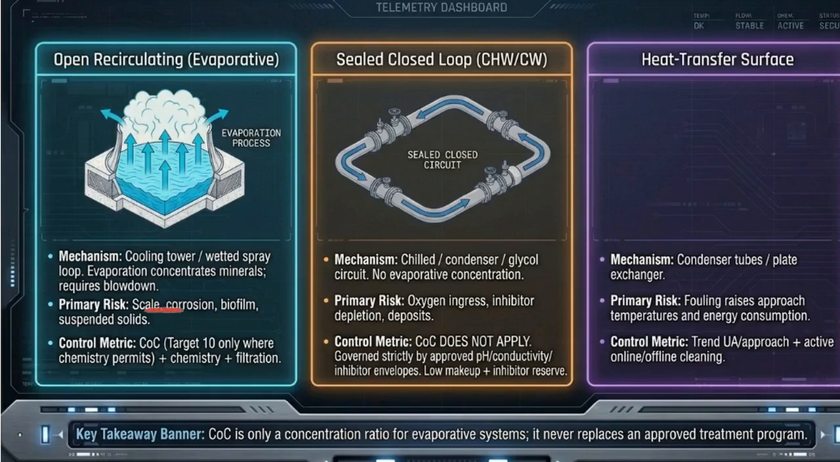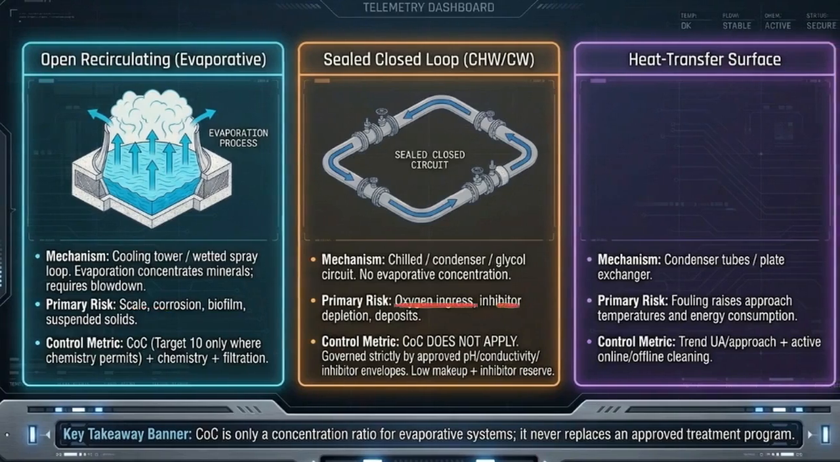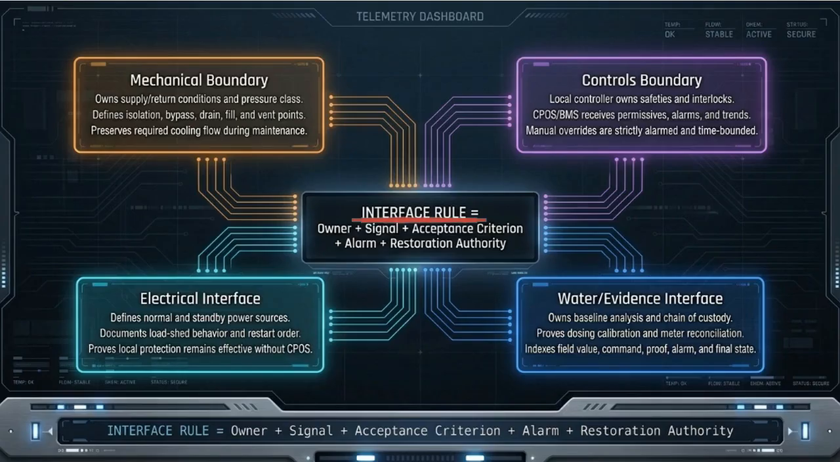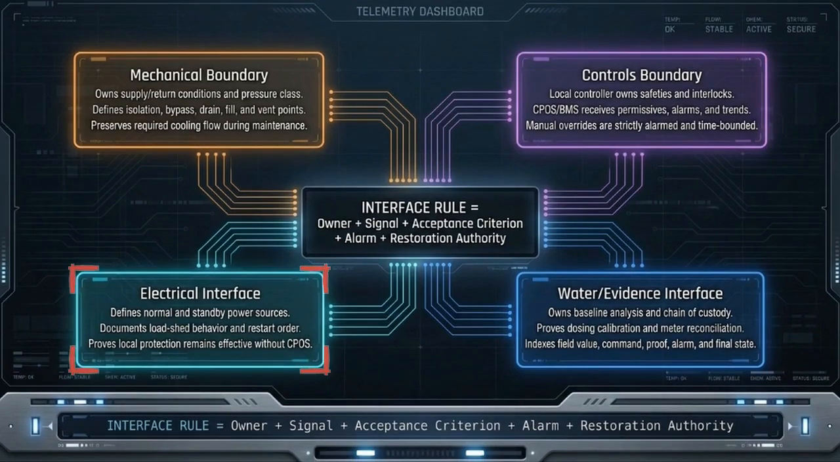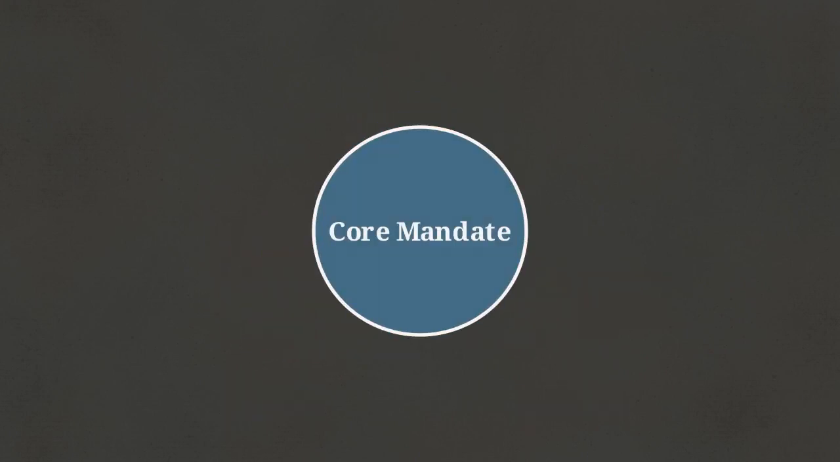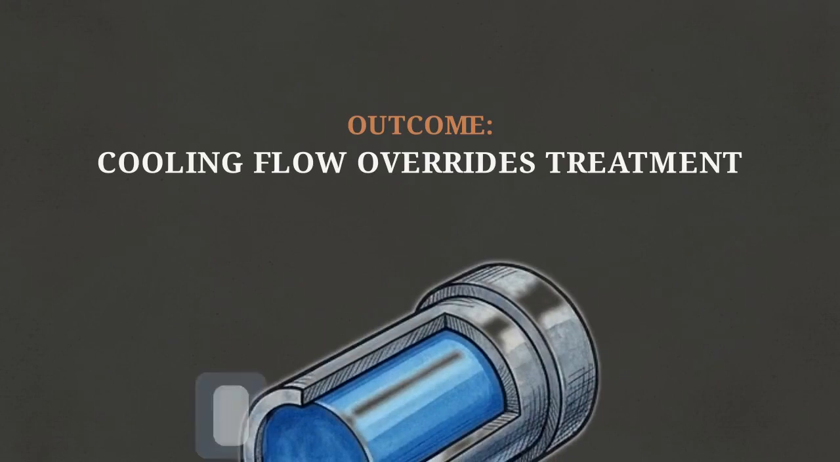In open recirculating loops, evaporative concentration and mineral scale are the primary risks. In sealed closed loops, the threat shifts to oxygen ingress and inhibitor depletion. To manage these risks, interfaces require rigid ownership. The mechanical boundary isolates supply and return fluid. Controls own the safeties and interlocks. The electrical interface governs normal and standby power, and the water interface proves the analytical chain of custody. Achieving the core mandate requires every physical, electrical, and chemical boundary to enforce one outcome: cooling flow overrides treatment.